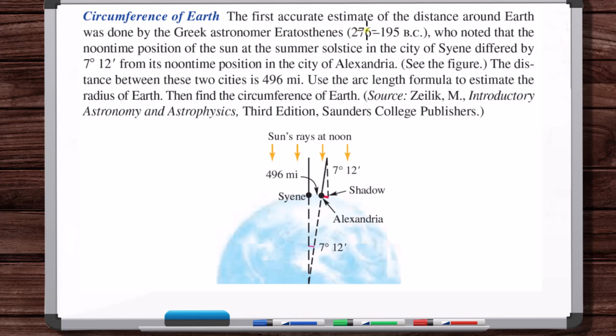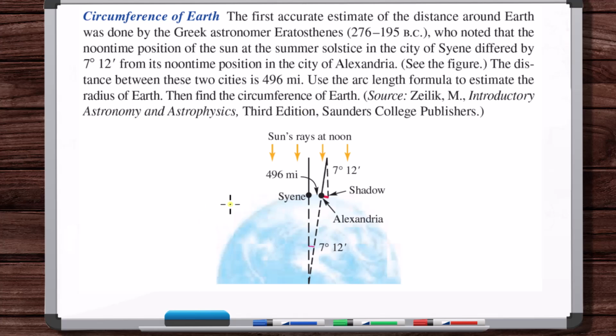The first accurate estimate of the distance around Earth was done by the Greek astronomer Eratosthenes, who lived from 276 to 195 BC, who noted that the noontime position of the sun at the summer solstice in the city of Syene differed by 7 degrees 12 minutes from its noontime position in the city of Alexandria. The distance between these two cities is 496 miles. Use the arc length formula to estimate the radius of the Earth, then find the circumference of the Earth.